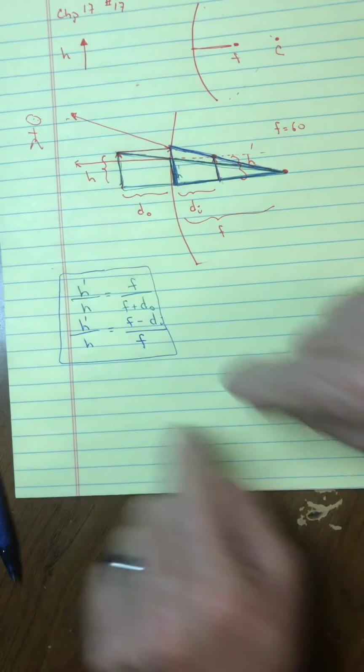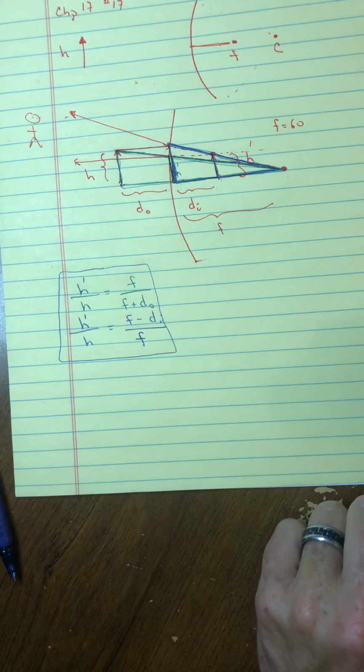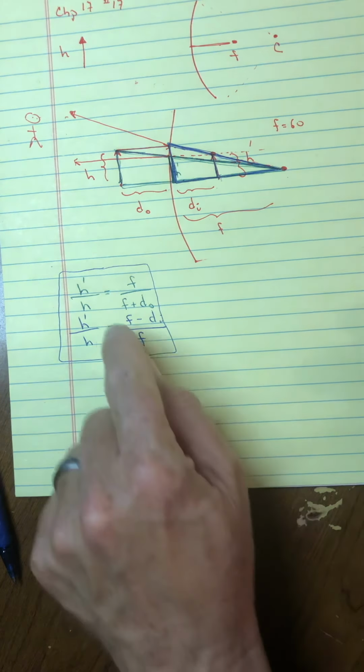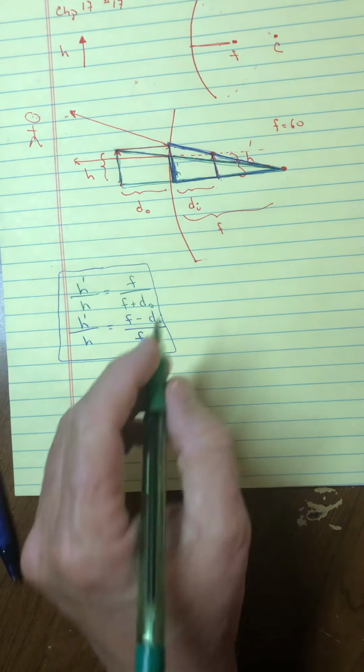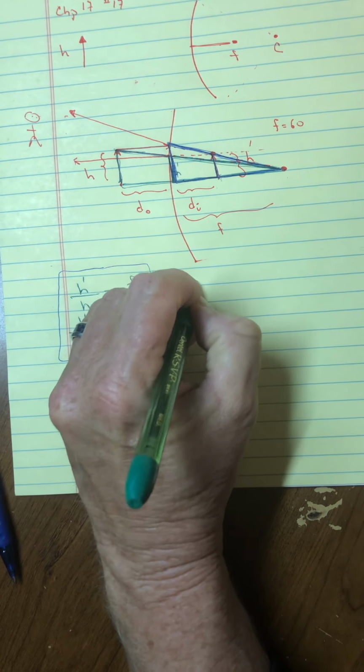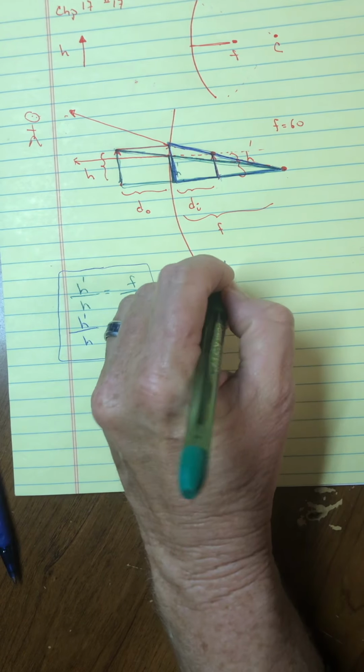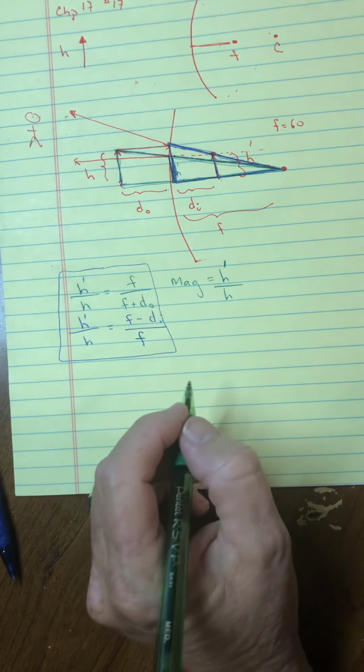But now we can plug in some numbers because this one says find the location and find the magnification. So let me start with the one in green. The magnification, let me just call it MAG, is this ratio. How big is the image compared to the object?